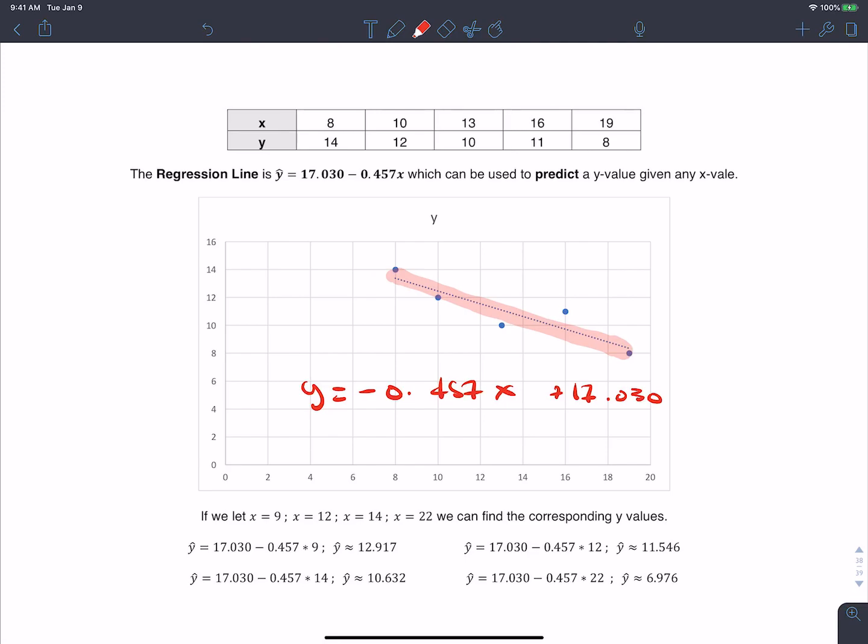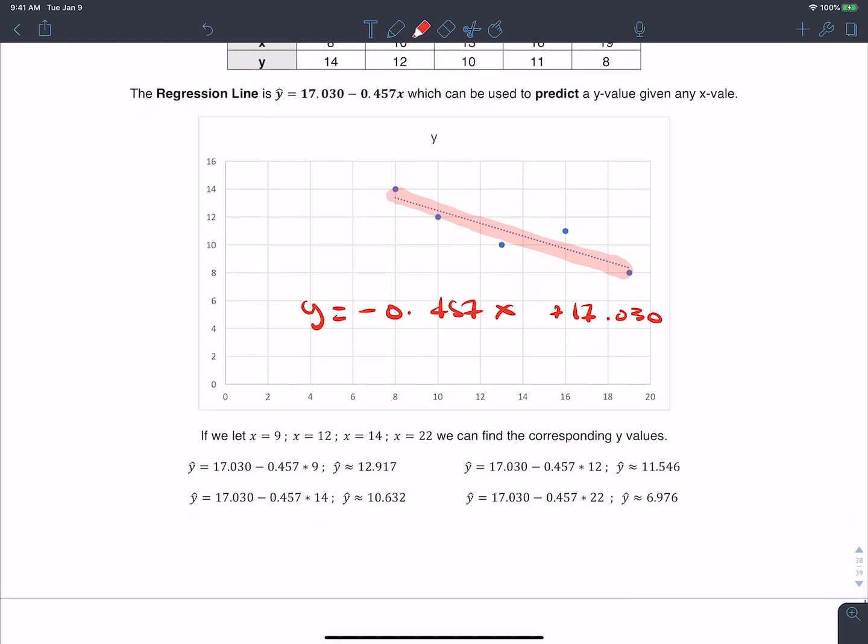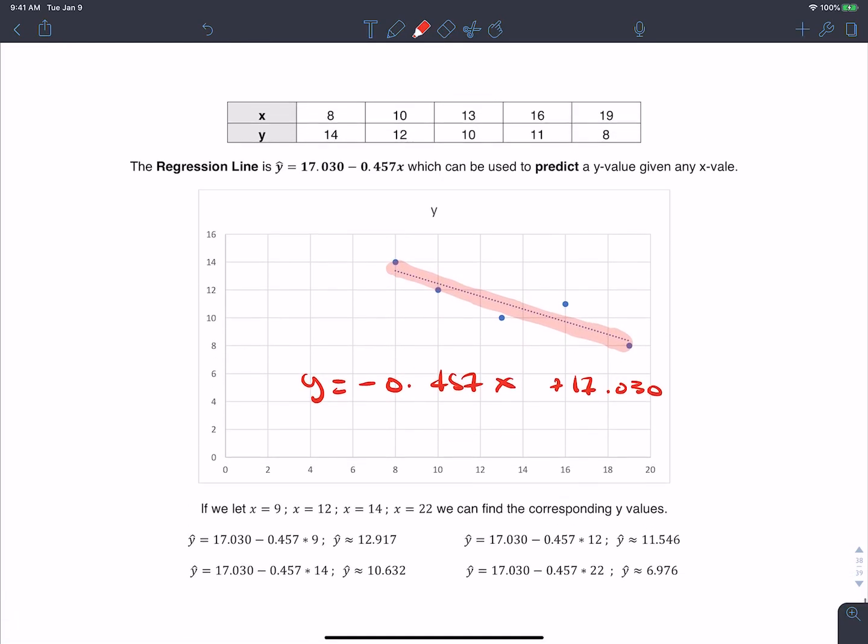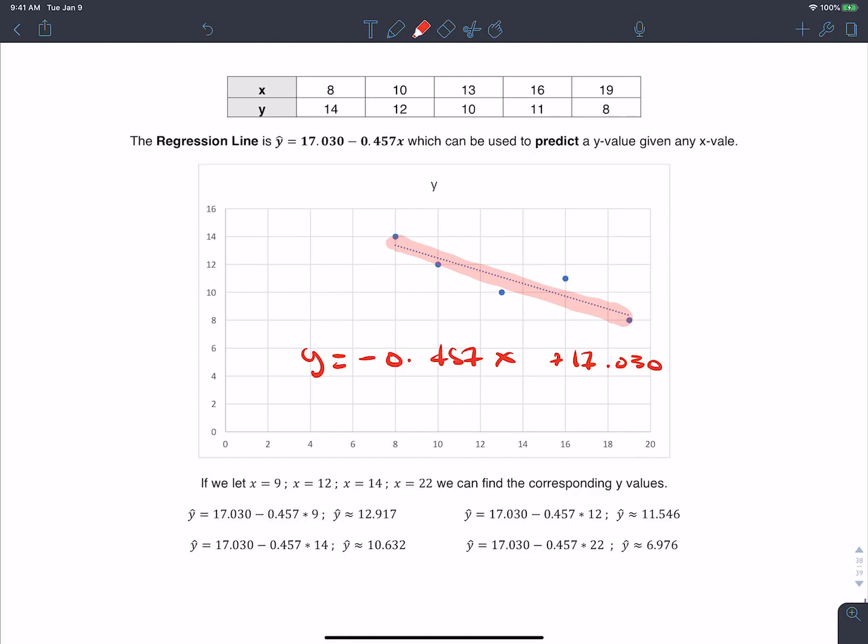So you can now use this to predict. That's the whole idea, that you have this linear equation, you can now plug in an x value and start to predict. Okay, and that's the whole point. So I even went through some examples here for you. What happens now when x is going to be 9? When x is 9, we plug it into this equation, and we get y to be 12.917.